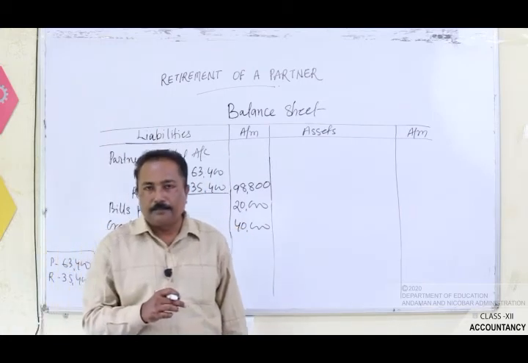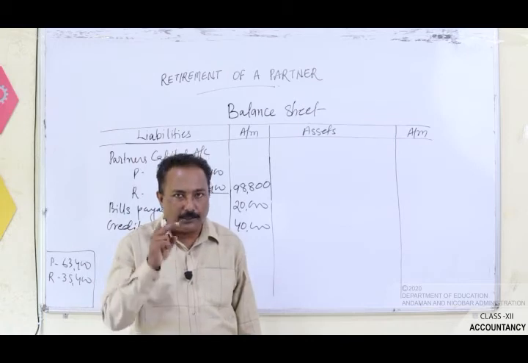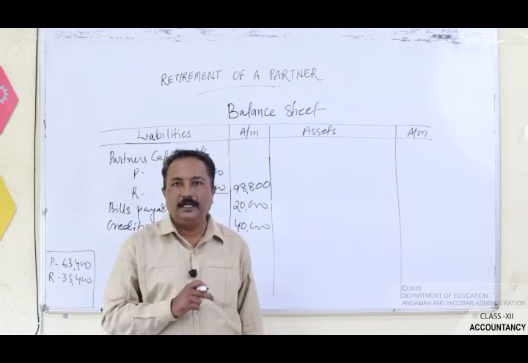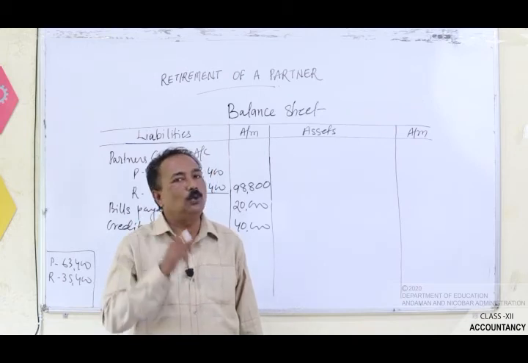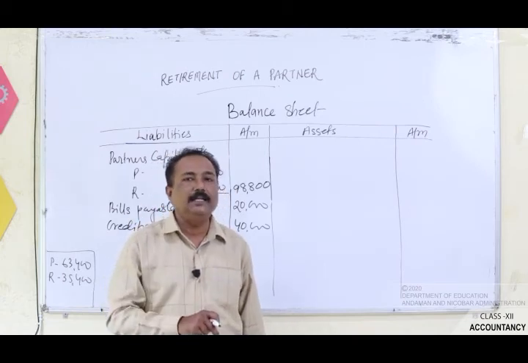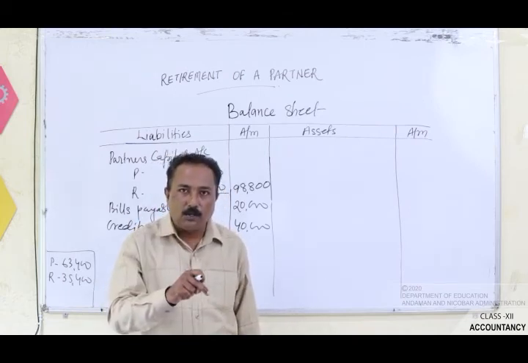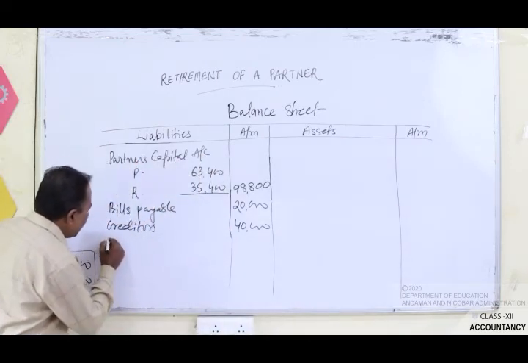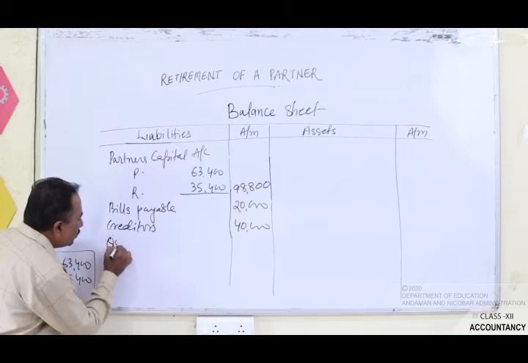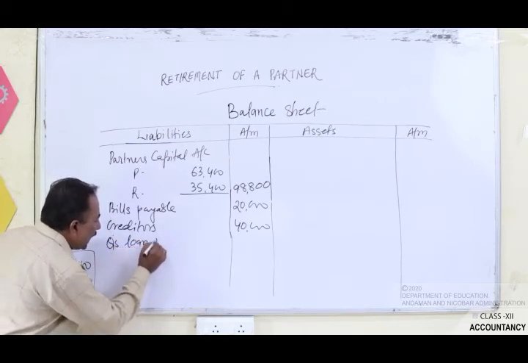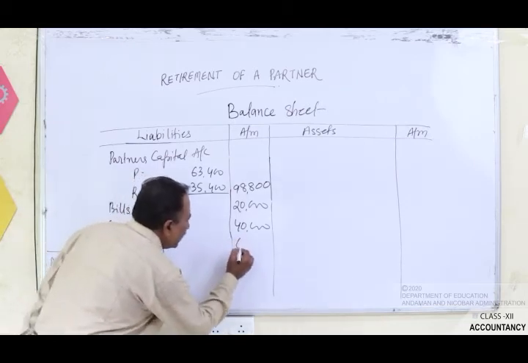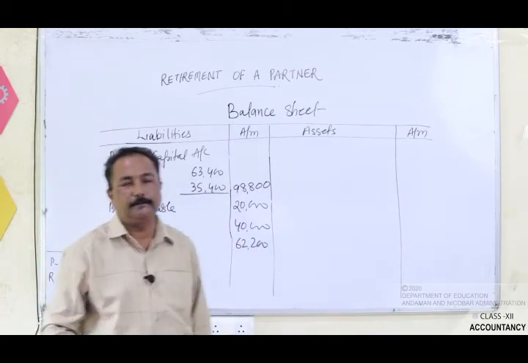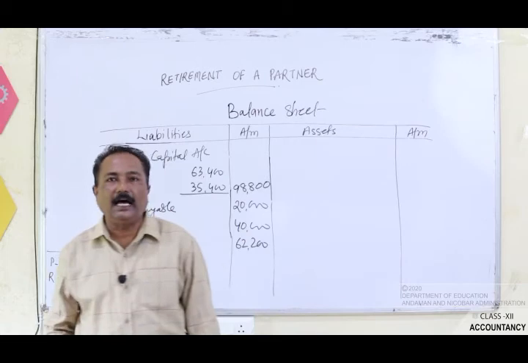Here Q had to be paid rupees 62,200 which was transferred to his loan account. That is the liability of the business, and now that liability has to be shown on the liability side as Q's loan account, and the amount here is rupees 62,200 that is shown here. Let us pass on to the asset side.